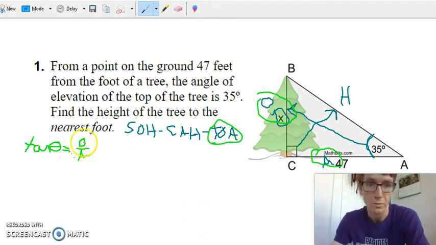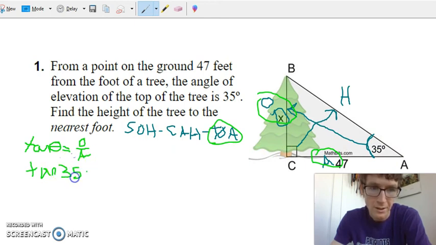So we have our adjacent, we have our angle, we just need to figure out what the opposite is. So let's plug into that equation. The tangent of theta. Theta is our angle here, it was given, 35. So the tangent of 35 is equal to the opposite over the adjacent, which was our 47. Actually, because our opposite is x, I'm going to change this and say the opposite is x. I'm just going to put an x here.